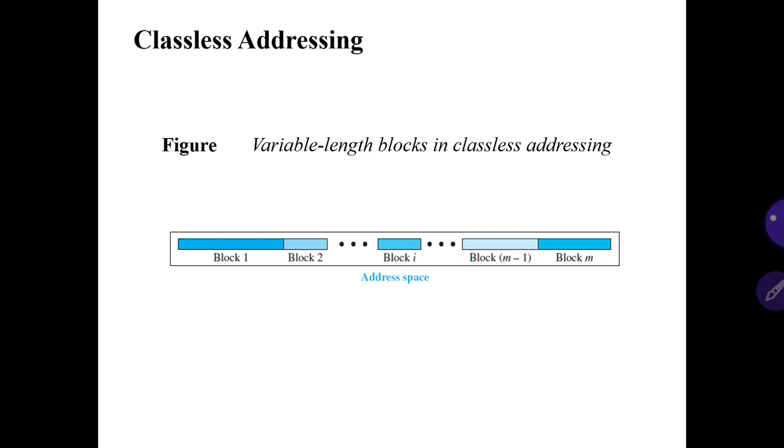In classless addressing, you can get any number of addresses. The number of addresses should be a power of 2, but the addresses are continuous in nature. The total number of addresses will be a power of 2. It is the criterion we use to grant addresses in classless addressing.